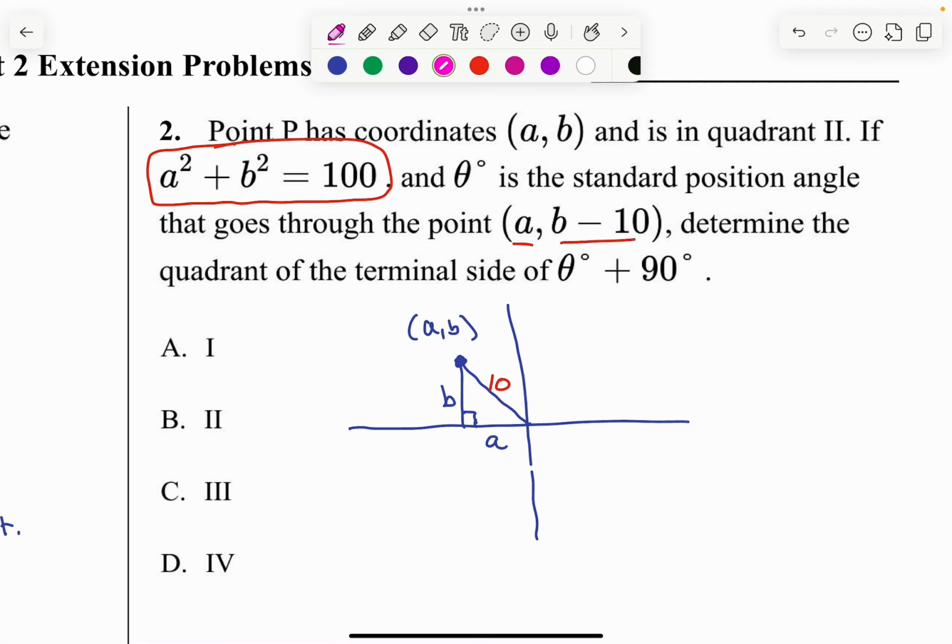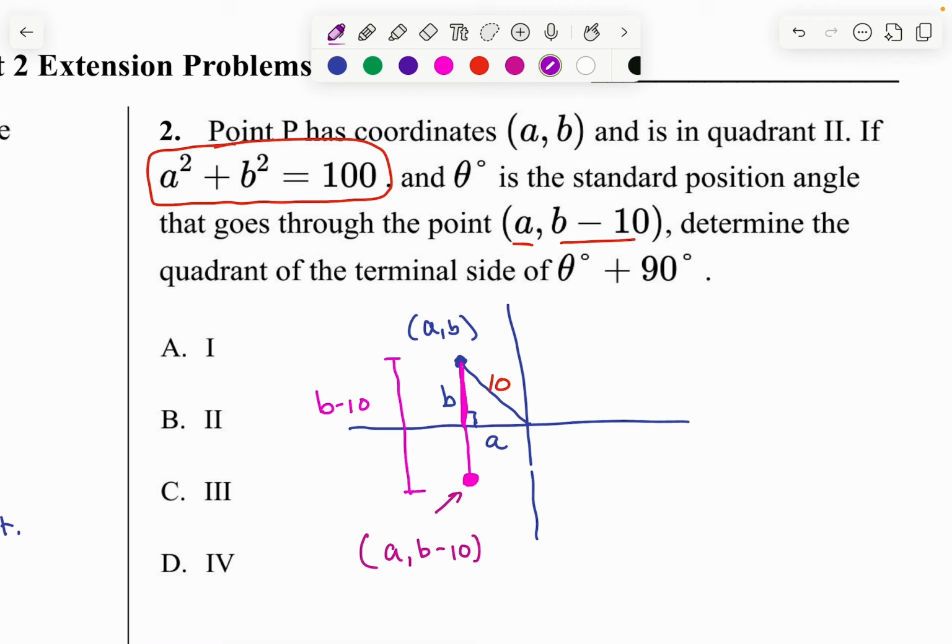So what would that look like? Well, it would have the same x coordinate, and then I have to subtract 10. And when I subtract 10, I must be in quadrant 3, because I must have gone down a distance greater than b. Since b is the leg of this triangle, 10 is bigger than b, which is shorter than its hypotenuse, so I am somewhere here. So that point there would be (a, b minus 10).